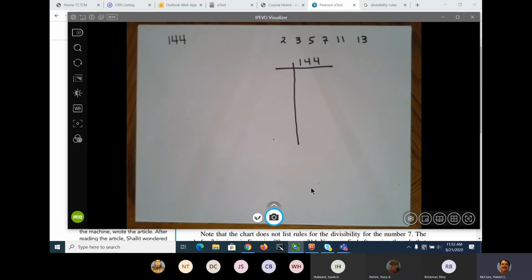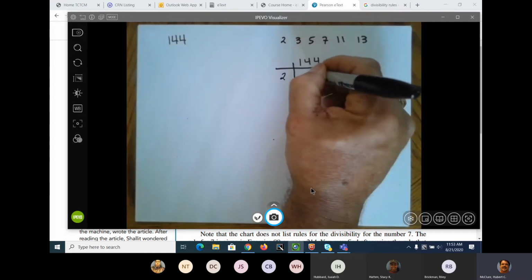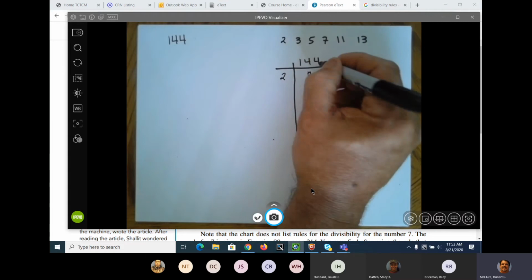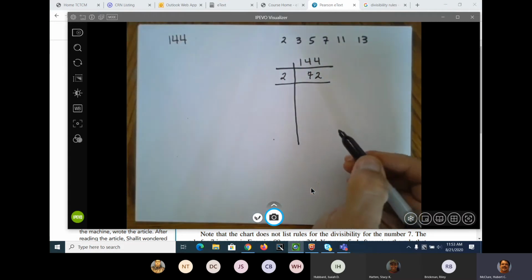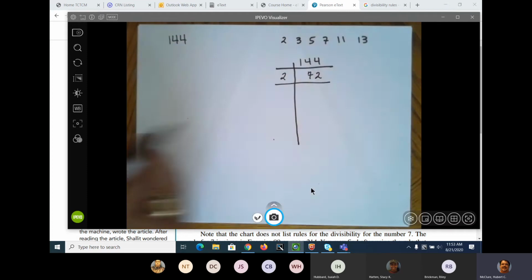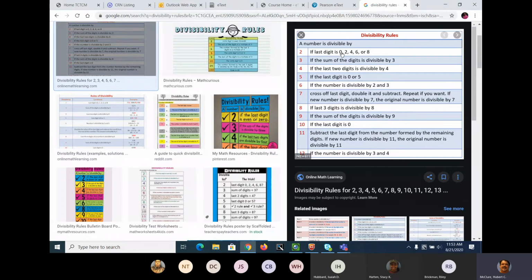So stop. That's 2 minutes. Does everybody ready to quit school now? All right, here we go. We're going to divide by 2. 2 will go into 14 7 times. 2 will go into 72. Okay, I'm going to divide by 2 again because the rule states that if the last digit is even, I can divide by 2 right here, see?